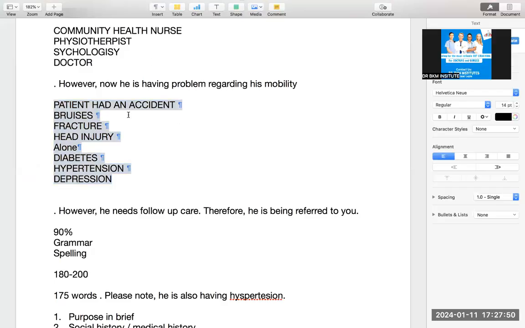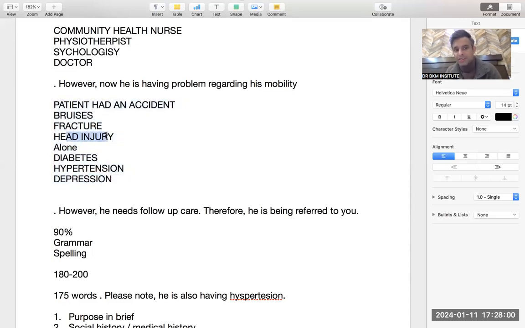Now taking this example further. Suppose you are writing to a psychologist, then you can say he had a head injury. You will talk about depression. You will talk about head injury. You will talk about the accident. If you are writing to an orthopedician, then obviously this letter is much simpler. This letter is being written regarding Mr. X who had an accident. Now he is suspected with fracture. Therefore, he is being referred to you for confirmation of diagnosis. You tell the orthopedician that he is being referred to you for confirmation of diagnosis and the required treatment.